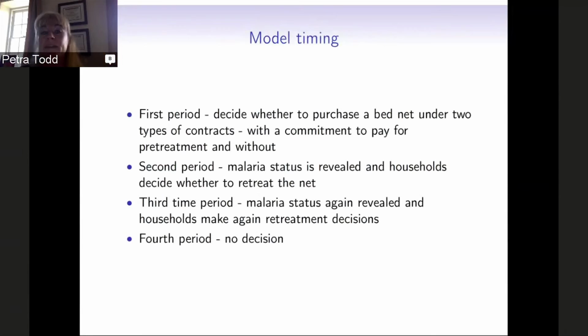Okay, so the model timing is as follows. In the first period, there's this decision whether to purchase a bed net, and the people are offered two different contracts. One is just with a commitment to pay for the retreatment. And the other contract is one where they only pay for the bed net, and then they have the option later to pay for retreatment. In the second period, malaria status is revealed, and then households decide whether to retreat. The third period is similar to the second period. They find out their malaria status, and households again make these retreatment decisions. And then the fourth period is the end.